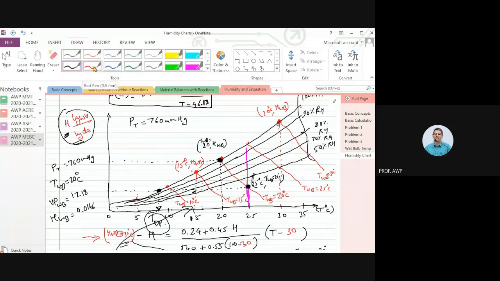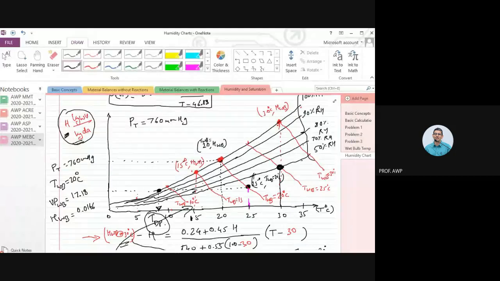Suppose I say that my dry bulb temperature is 30 degrees centigrade, and I have 50% RH. So corresponding to 30 degrees centigrade, if I go to this 50% RH line, that means we are somewhere here. So the wet bulb temperature line corresponding to this is 25 degrees centigrade. Obviously, this is not an accurate graph because we have just plotted it at random.